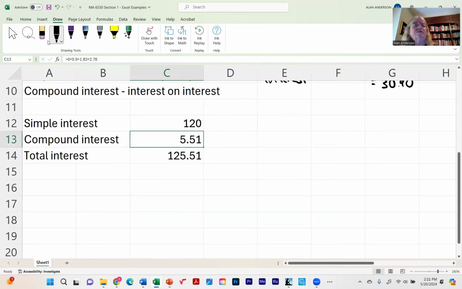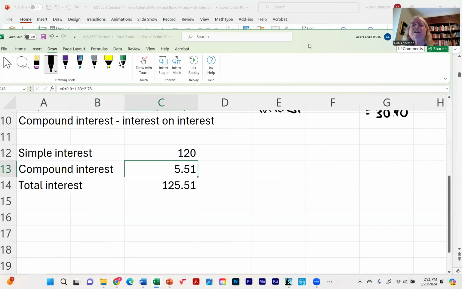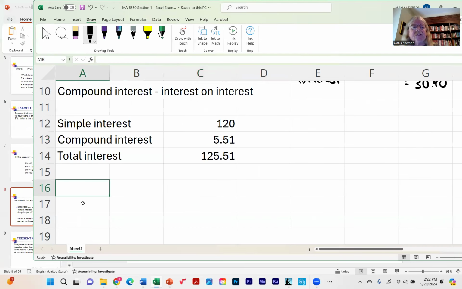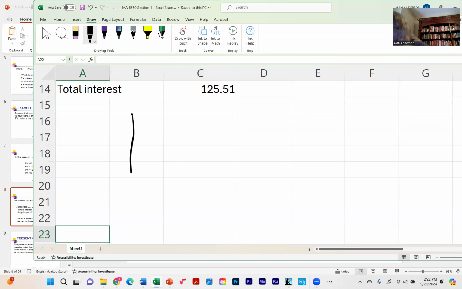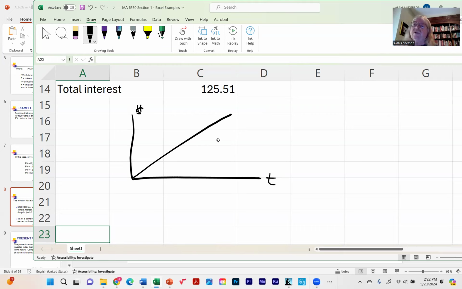Now, what's interesting about simple and compound interest is the way they grow over time. So what I'm going to do is show you a couple of quick graphs. The simple interest grows at a linear rate. It's just a straight line. In this case, the slope is 30. In other words, every year that goes by, we earn another $30 worth of simple interest.